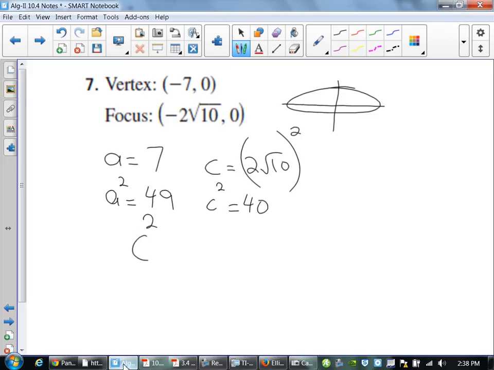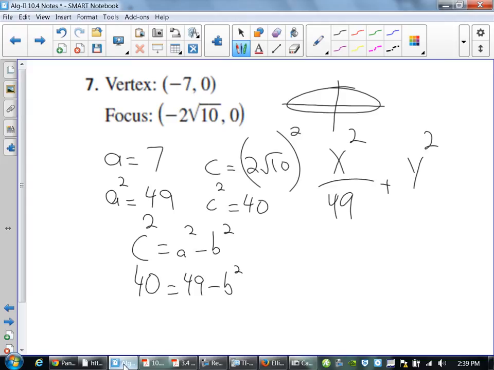Remember, C squared comes from A squared minus B squared. So 40 is 49 minus what? 9. Very good. So you get x squared over 49 plus y squared over 9 is 1.